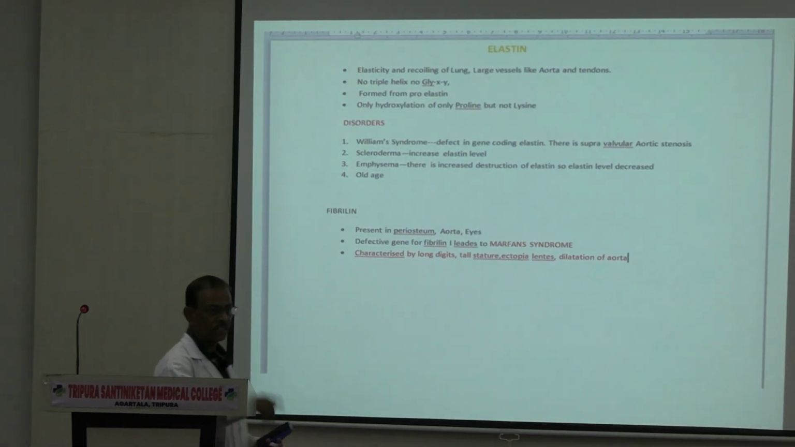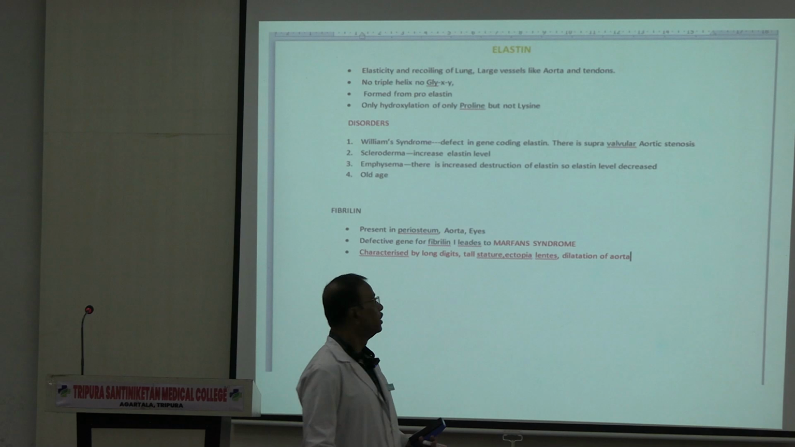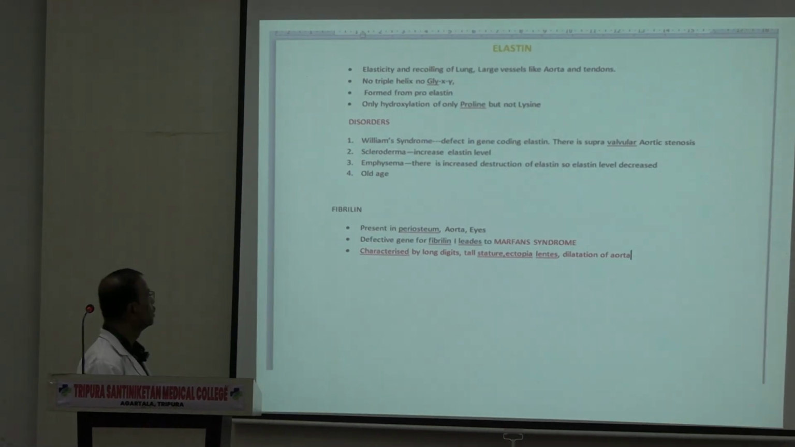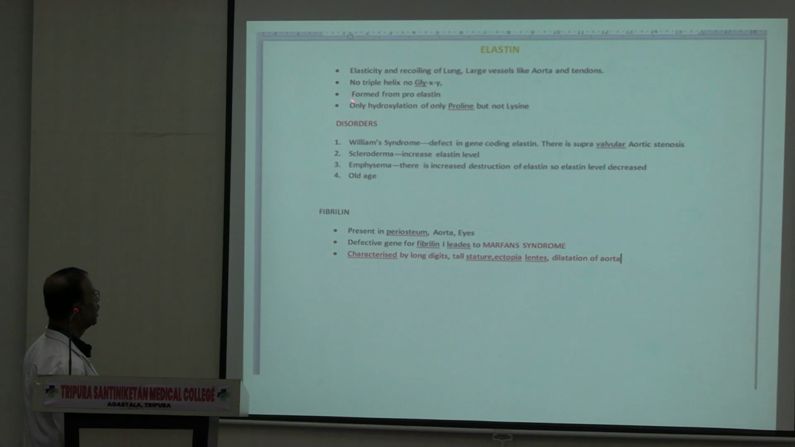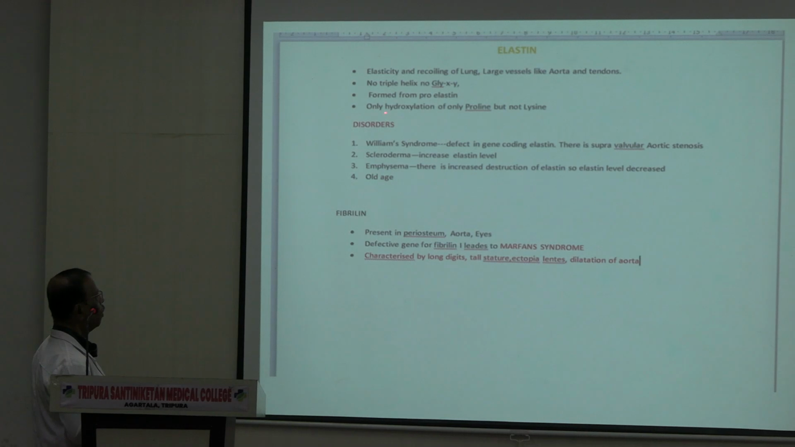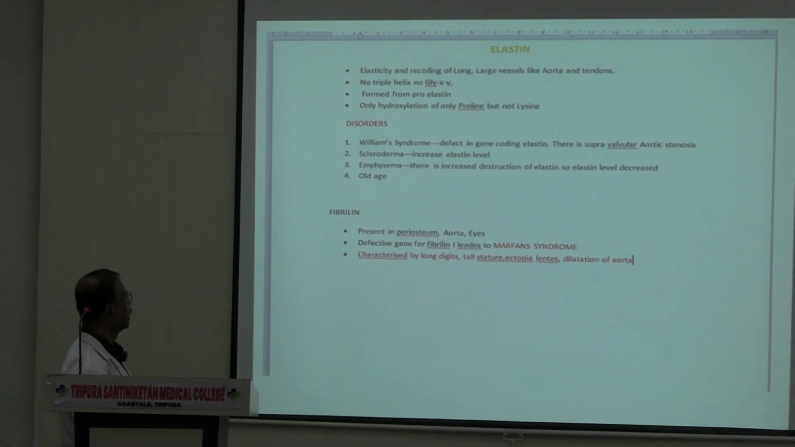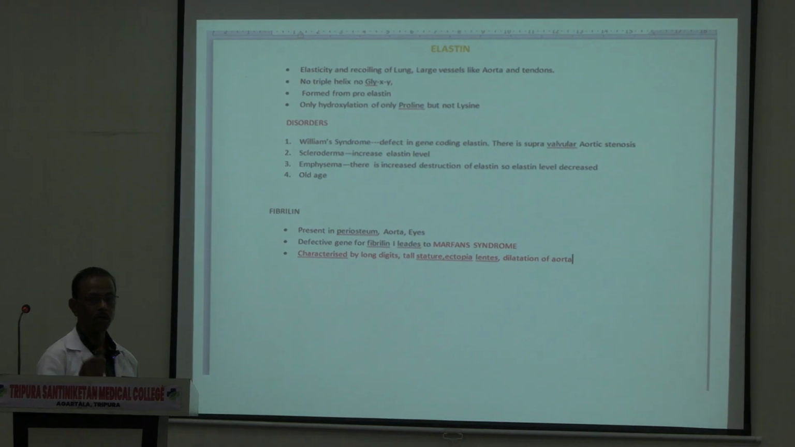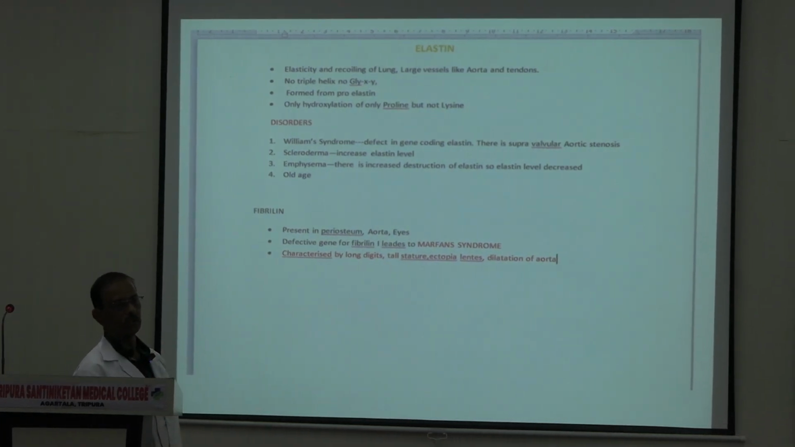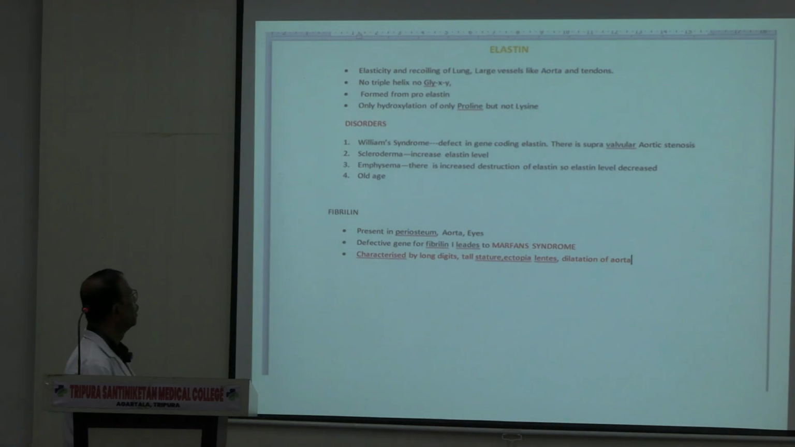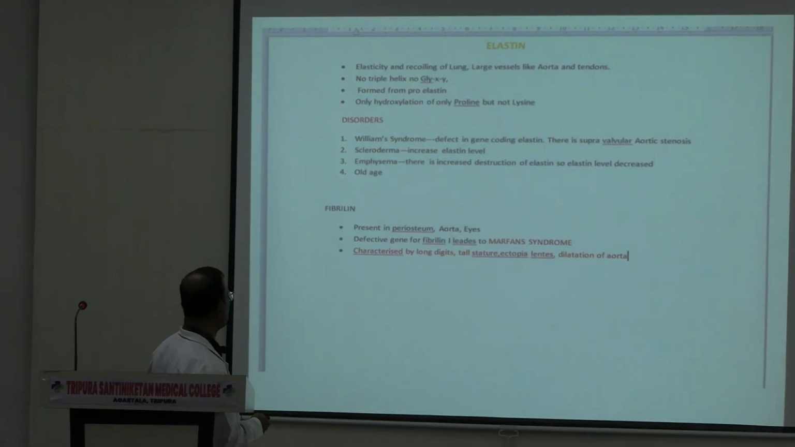In elastin there is no triple helical structure. Note that there is no triple helical structure. It is formed from proelastin. There is only hydroxylation of proline, but not lysine. Only proline is hydroxylated in elastin. It is a simple polypeptide chain.